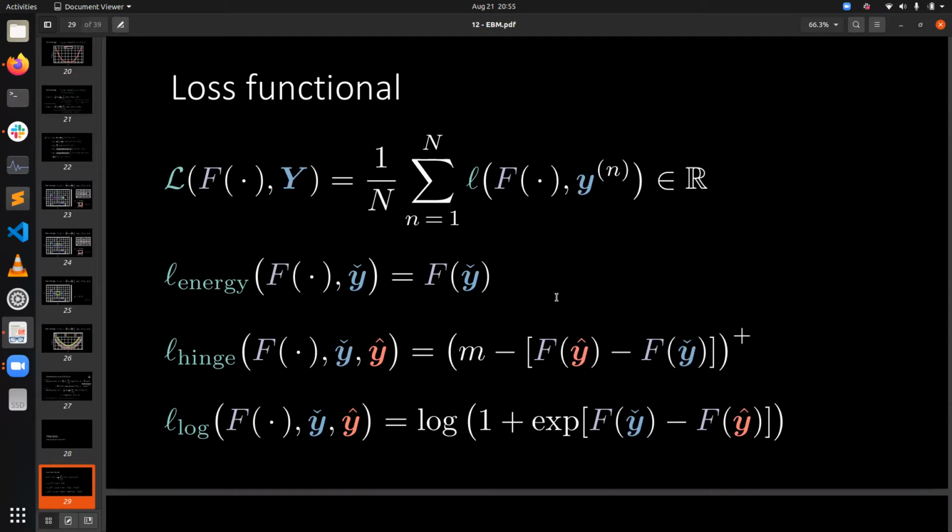Whereas with the hinge, not only is it a contrastive loss, it's also like a margin loss. You are essentially saying that your prediction and your label, or any two points on this energy, if one is positive and one is negative, must be separated by some margin.